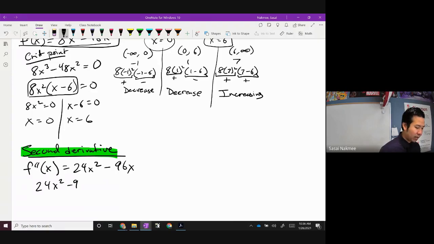24x squared minus 96x. I'm going to go ahead and set that equal to 0. I'm going to ask you guys to solve that nice quadratic there and see what your possible points of inflection are, and tell me where it's concave up and where it's concave down.